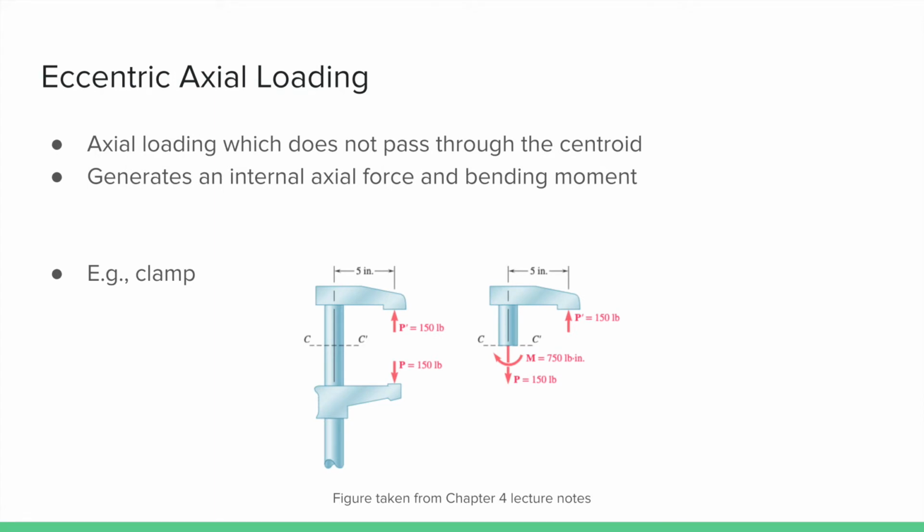And then the third way bending can occur is through what's called eccentric axial loading. Eccentric axial loading is a type of axial loading that does not actually pass through the centroid of the object, and it's the off-axis nature of the loading which produces an internal axial force and bending moment. An example of eccentric axial loading is a clamp. As a clamp is closed down, axial forces push upwards on the clamp's jaws, which in turn generates a bending moment throughout the straight section of the clamp.